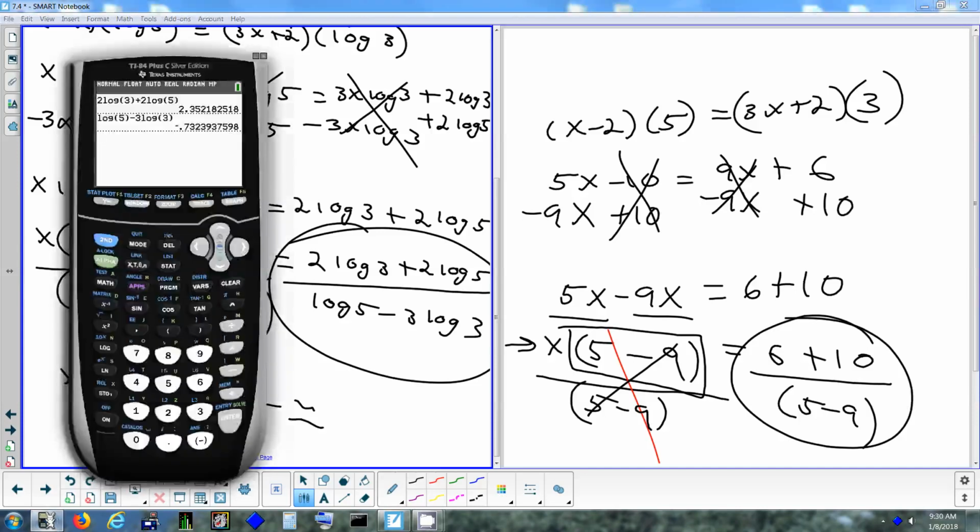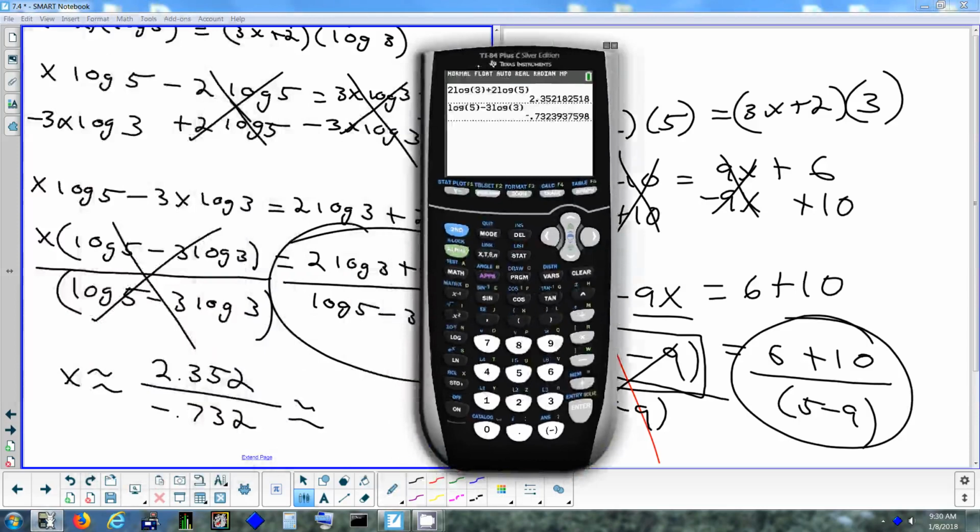And now just divide that. 2.352 divided by negative 0.732. Okay, so we get negative 3.21.